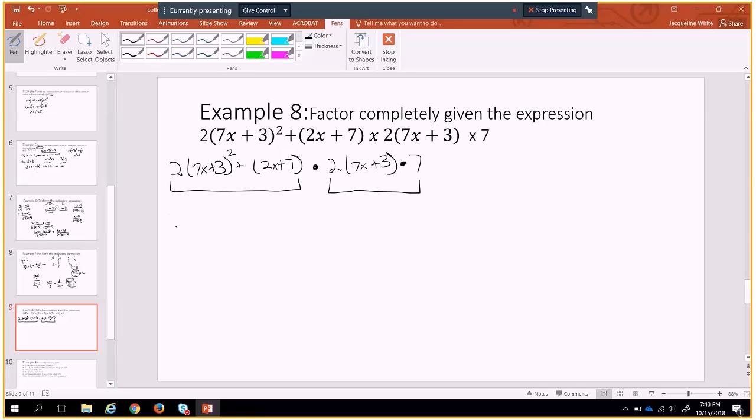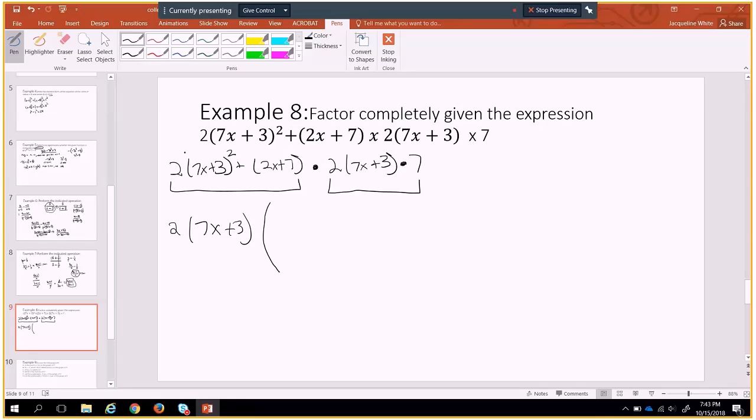And if we do that, it's going to look something like this. 2 times 7x plus 3. What is that? I think I'm making it worse. Eraser, please. 2 times 7x plus 3. All right.